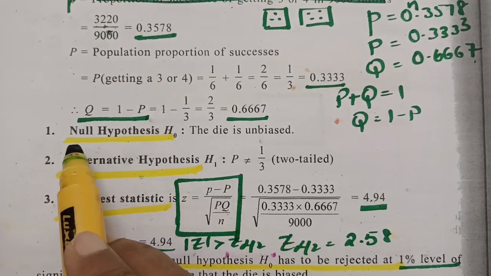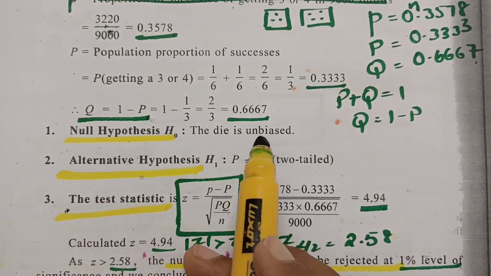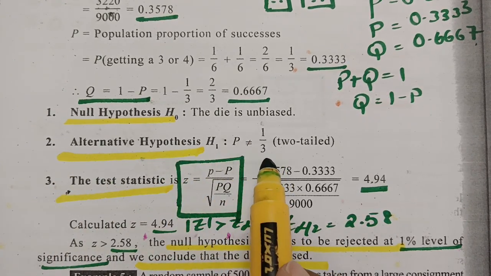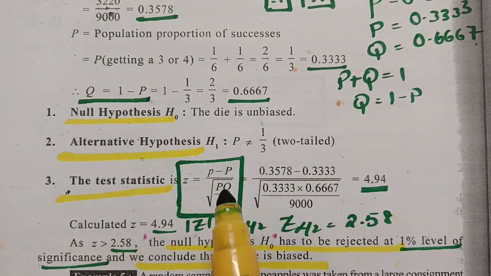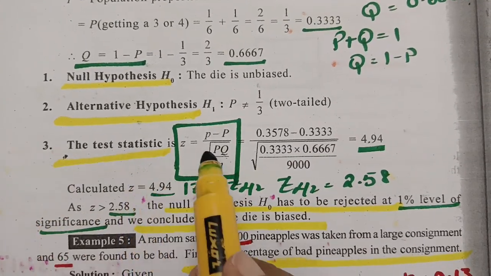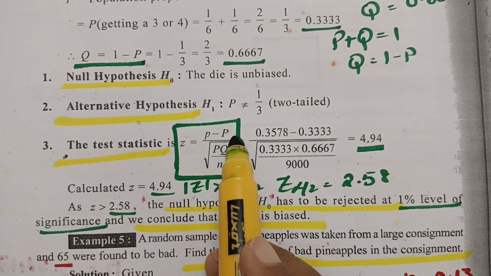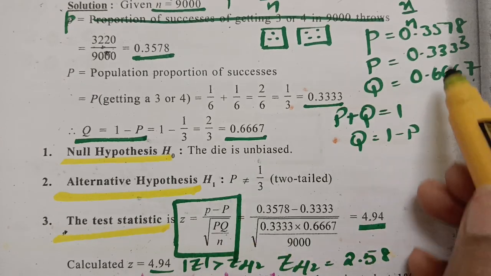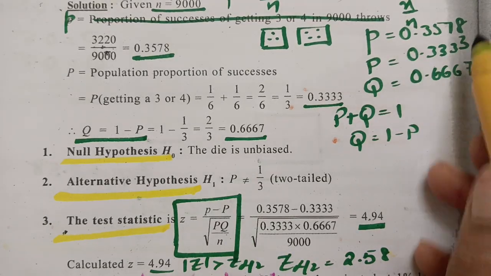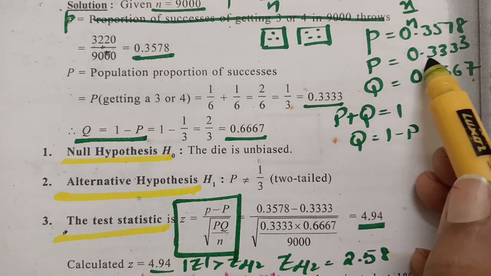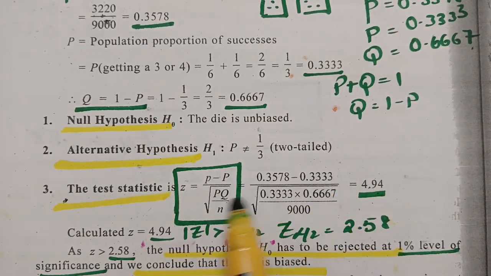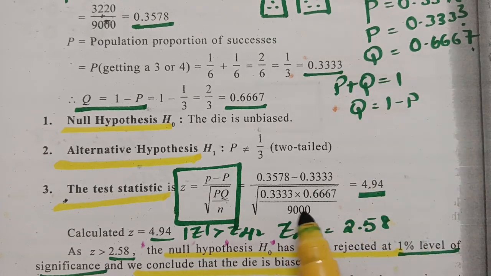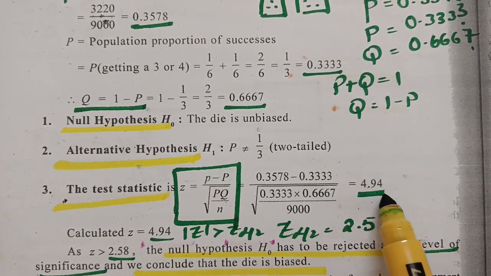And now here coming to null hypothesis, the die is unbiased. Alternate hypothesis, that is P is not equal to 1 by 3 or the die is biased. Test statistics, we have a formula that Z is equal to small p minus capital P by root over PQ by N. What is small p here? Small p value is clearly 0.3578 minus capital P 0.3333 by root over PQ, that is 0.3333 into 0.6667 by N value is 9000, the value here is 4.94.